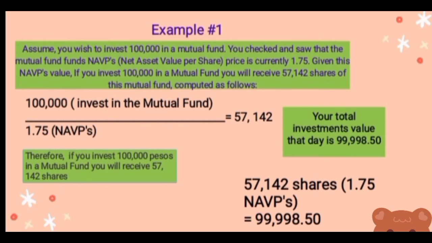So, if you have 100,000 pesos invested in a mutual fund, it will be divided by 1.75 from the NAVPS and it results in 57,142 shares. Your total investment value that day is 99,998.50, computed as follows: 57,142 shares multiplied by 1.75 NAVPS is equal to 99,998.50.